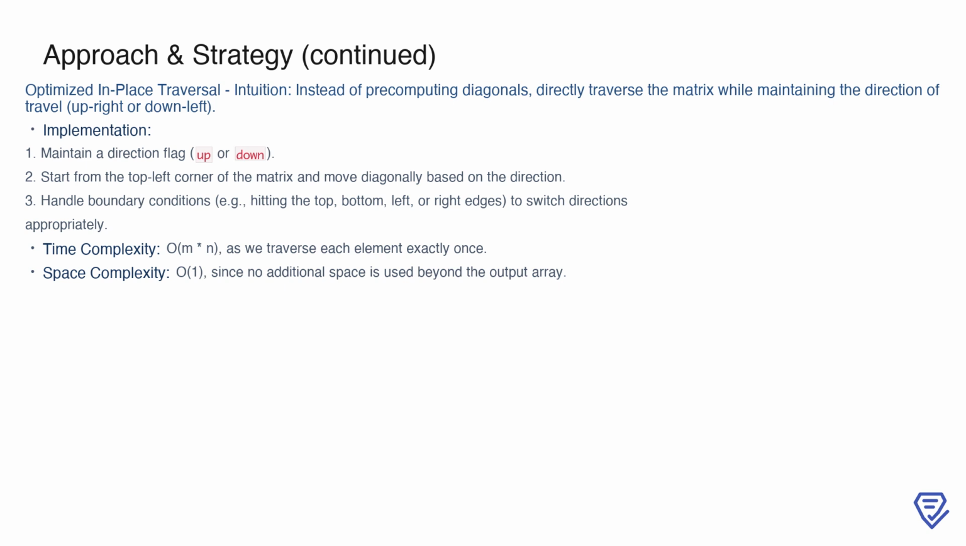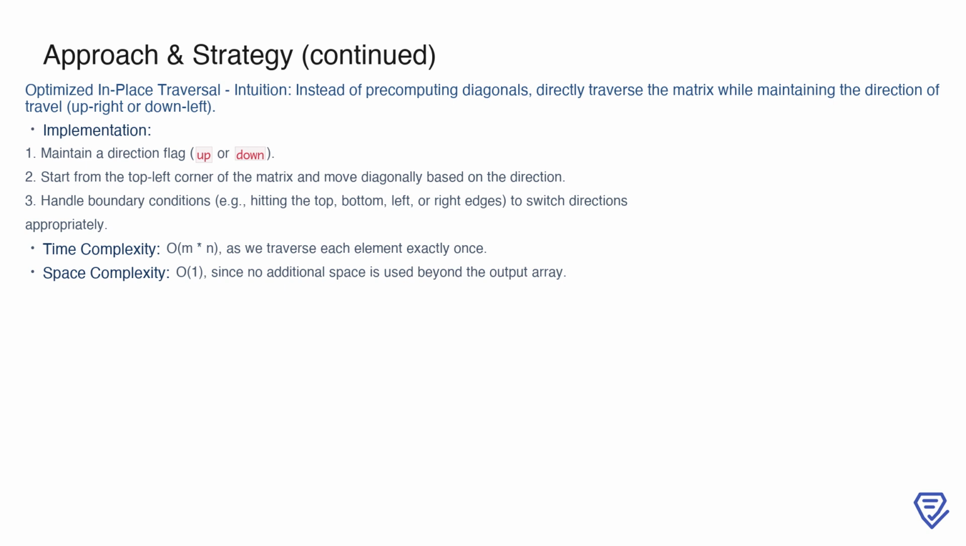Starting from the top left corner, we traverse diagonally in the current direction and handle boundary conditions as we encounter edges of the matrix. For example, if moving up-right and we hit the top row, we proceed to the next column, or if we hit the last column, we move down. Similarly, when moving down-left, hitting the left column means moving down, while hitting the bottom row means moving right.